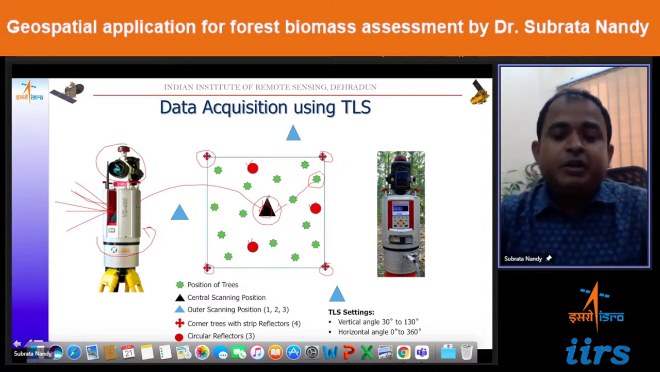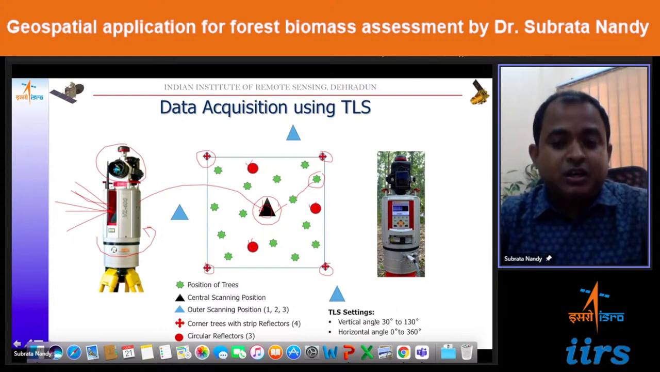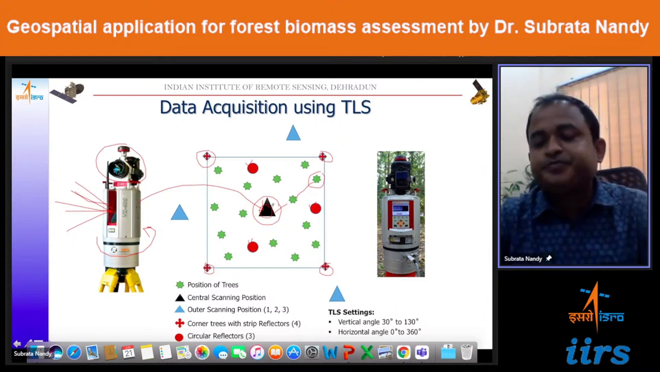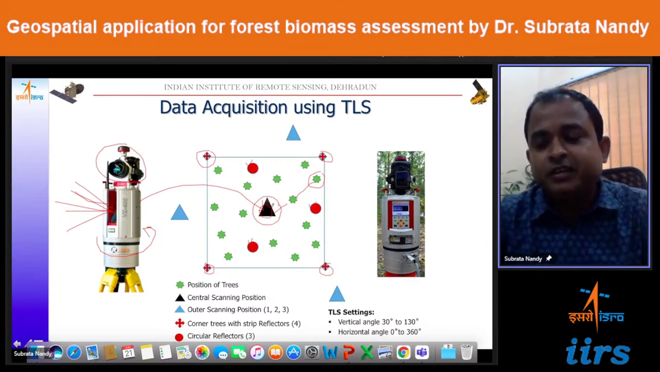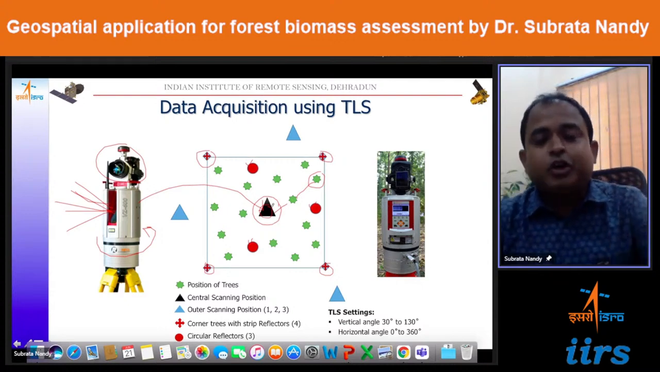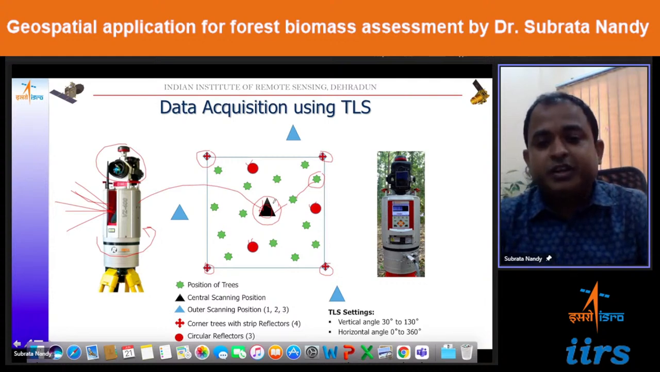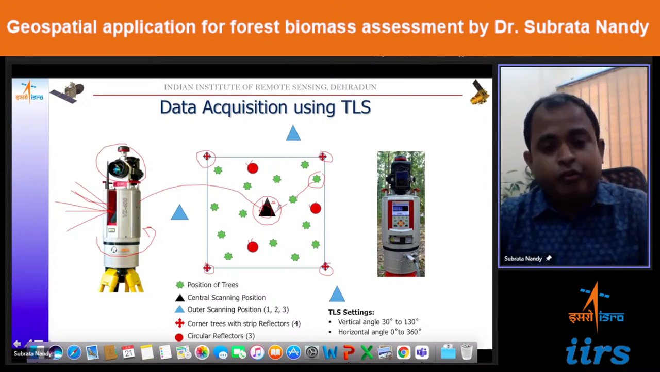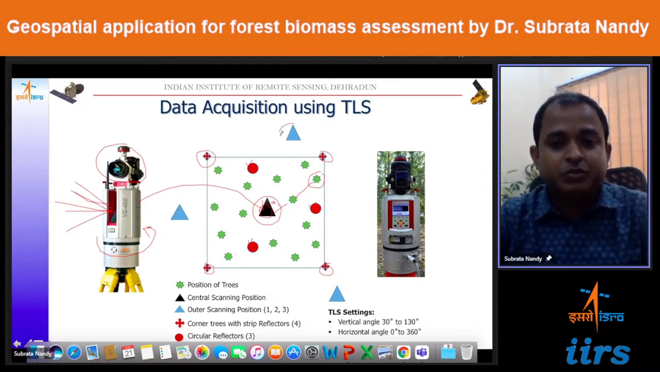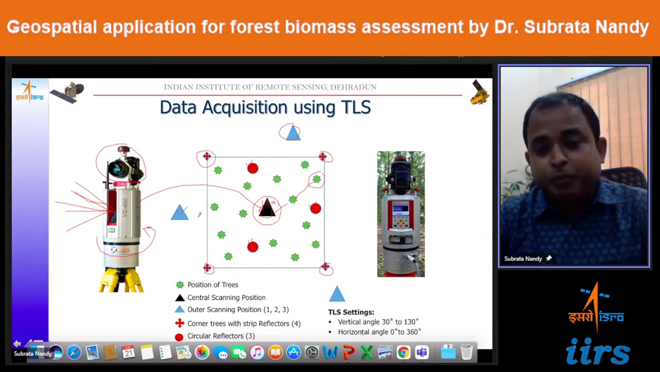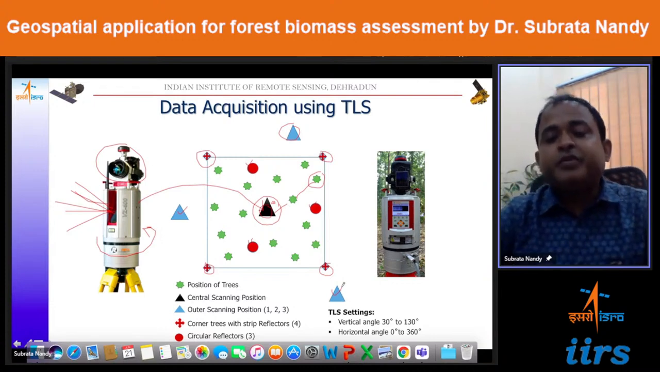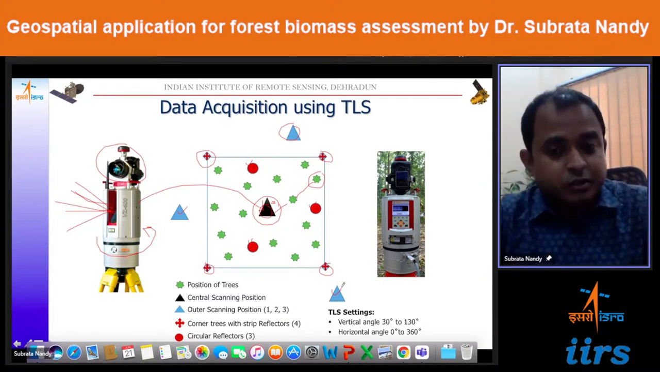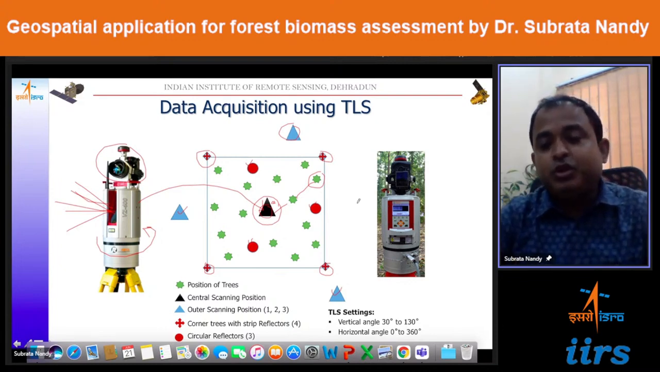Now, how to get this? Moreover, the vertical angle is 30 to 130 degrees. So for the trees which are near the instrument, you won't get the top of these trees, so you won't get the information. For this, we scan from outside as well, like this. The position of scanning from outside the plot depends on the density, position, and the number of scans also. If the area is very dense, you may need one more scan from this side as well.